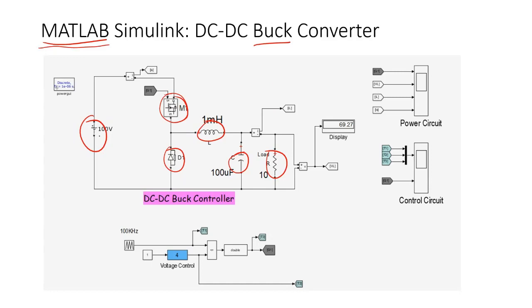So I'm giving 100 volts, I'm getting 69. So 69 is lesser than 100. That means it is in which mode? Buck mode. Okay, this has been simulated. This is a simulation example. This has been simulated by me in MATLAB, and I have modeled it in detail.